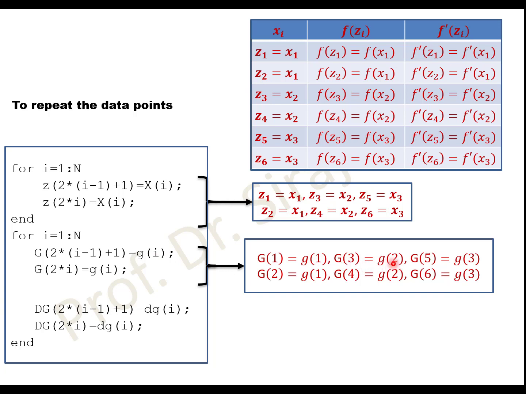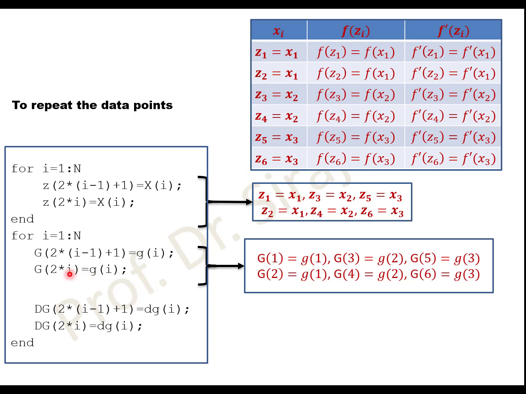Capital G of 3 is equal to small g of 2, and small g of 2 is equal to f of x2. Similarly, I is equal to 3, so this will be 3 minus 1, which is 2. So G of 5 is equal to G of 3, and G of 3, you know, was equal to f of x3. So you can see that this line generates for us this value and this value.